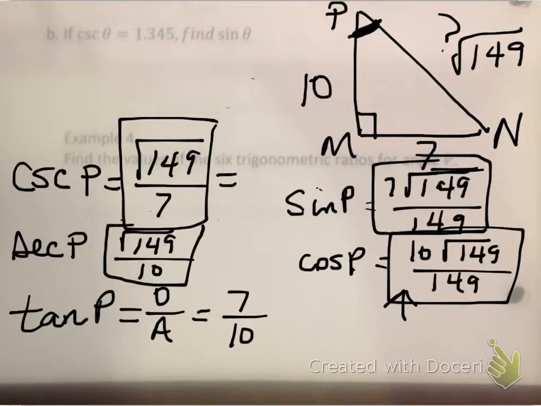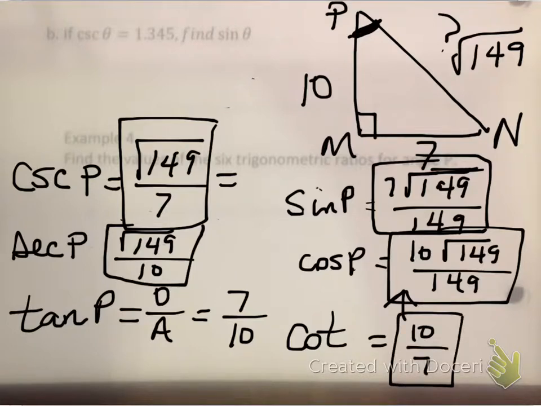And then the last one, I'm going to put it over here, is cotangent. Tangent was 7/10, and so cotangent is going to be the flip of that, which is 10 over 7. So those are your answers. On your paper, it would really help if you write them in order: sine, cosine, tangent, and then cosecant, secant, and cotangent. It will help in grading that.